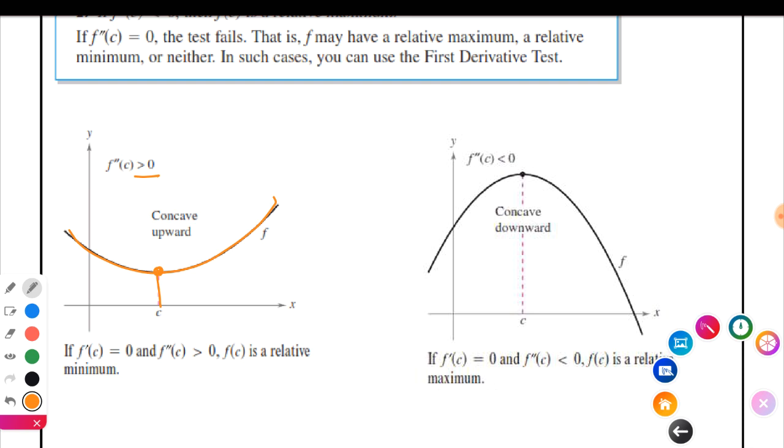If we replace the value at which the first derivative equals 0 in the second derivative, and the value is negative, less than 0, it means the curve of the function is concave downward. In this case, at this value, f(c) is what? Relative maximum. It's so clear from the graph. It is a relative maximum.